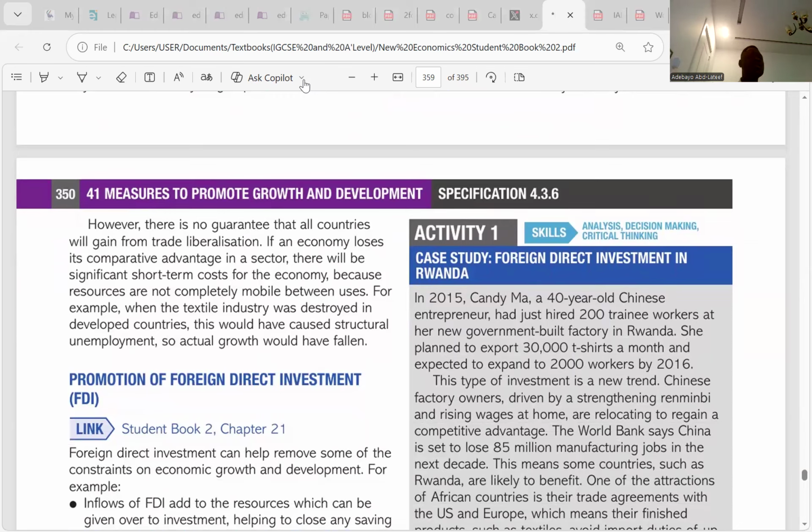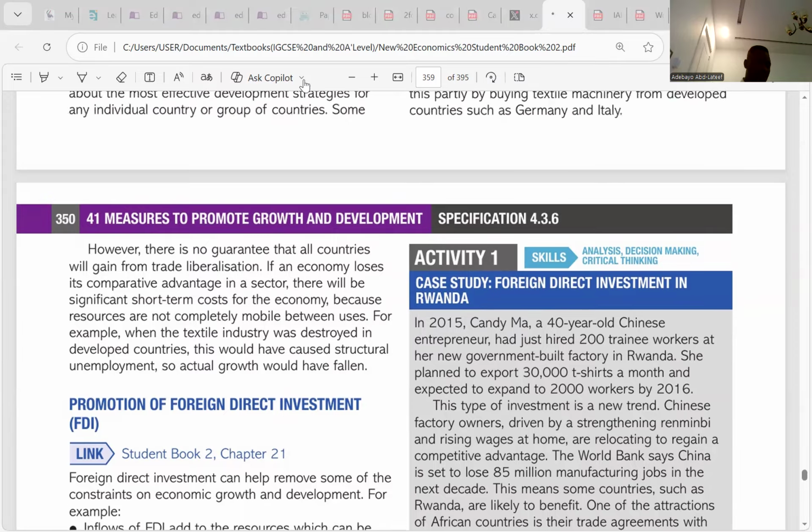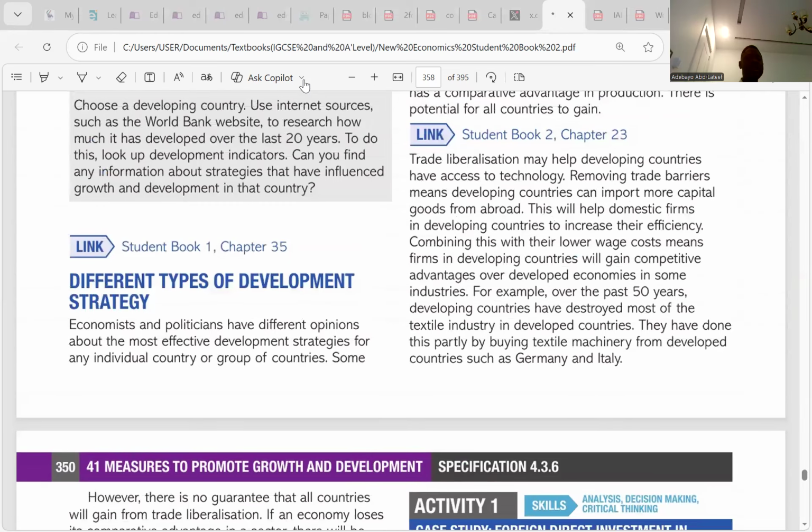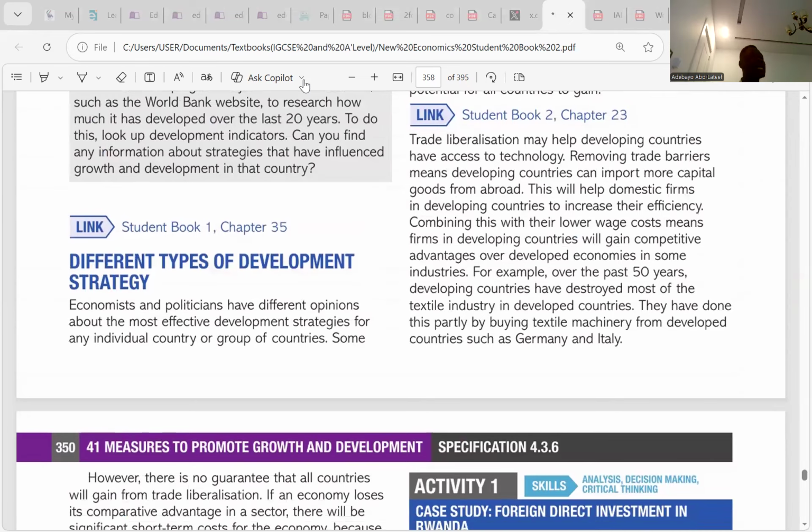If any economy loses its comparative advantage in a sector, there will be a significant short-term cost for the economy because resources are not completely mobile between users. For example, when the textile industry was destroyed in developed countries, this would have caused structural unemployment, so actual growth would have fallen. Now, we've talked about developing economies. Let's look at how trade liberalization would help developing economies.